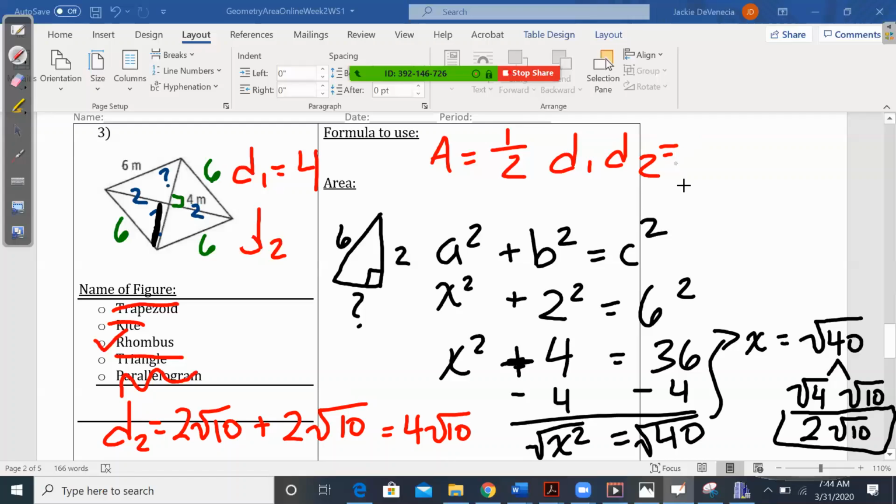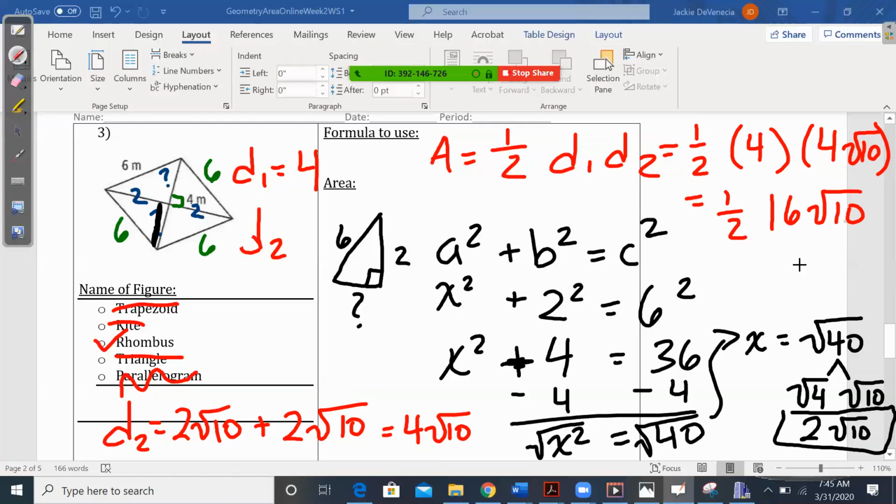So if I want to go ahead and find my area, I'm going to plug in my 4 and my 4 square root of 10. And I can go ahead and multiply. So you have 1/2 times 16 square root of 10, half of 16, that's 8 square root of 10. And this one is going to be in meters squared. Yeah, it's a lot of work, but it came through at the end, and that's my area. All right, cool.